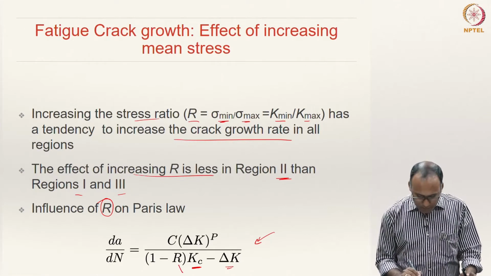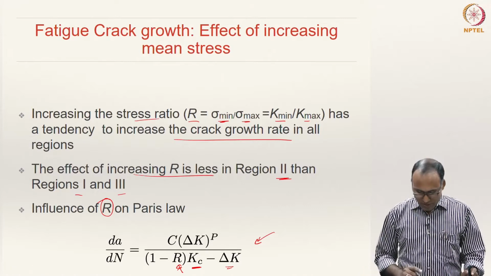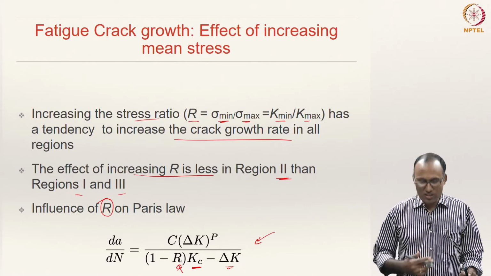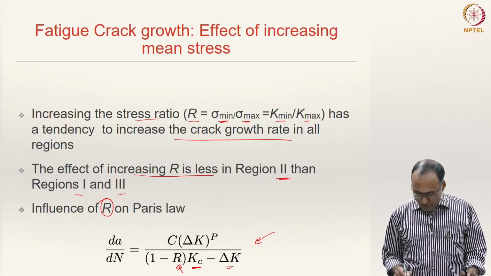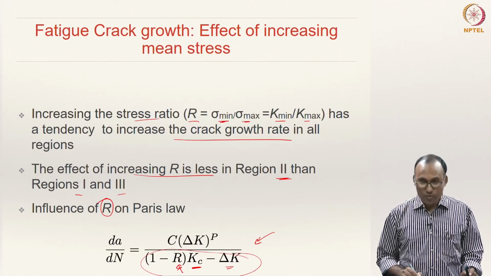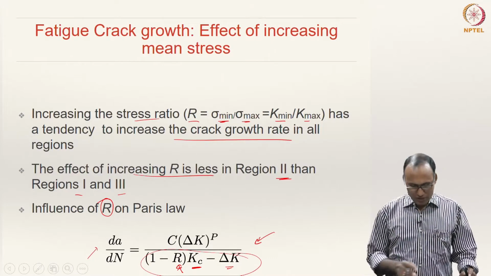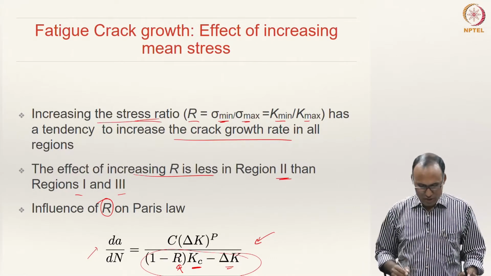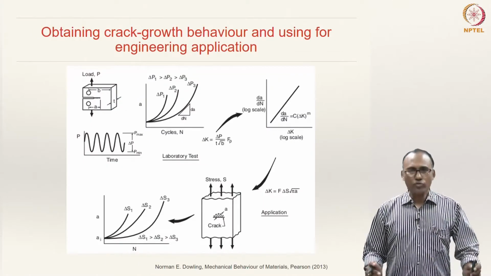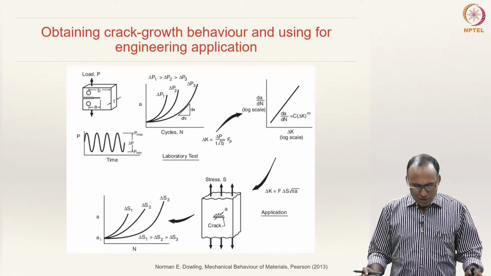So, here the effect of stress ratio has come in. That means as you increase the stress ratio, what happens? As you increase the value of stress ratio, this quantity reduces, right. As a result, dA by dN increases, as we have already seen. Increasing the stress ratio has a tendency to increase crack growth rate. All right. So, how do we go about using this in real life design?